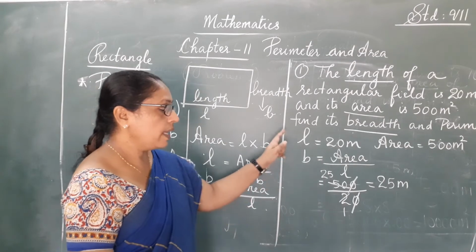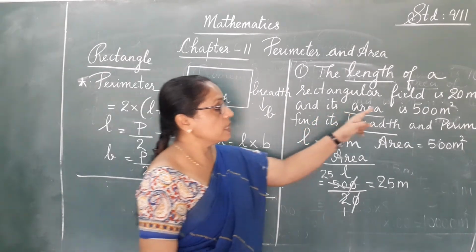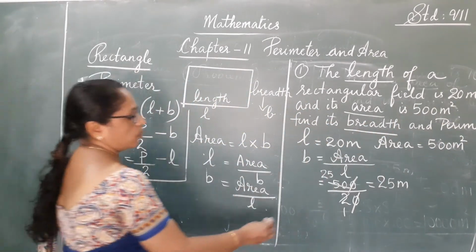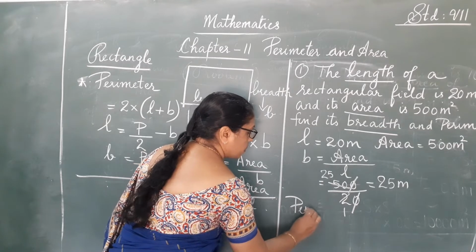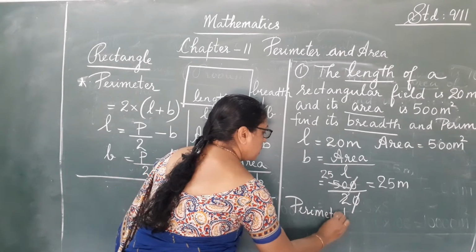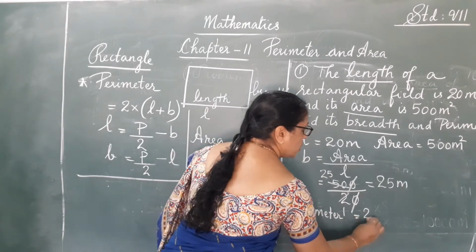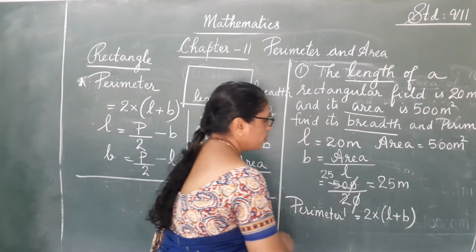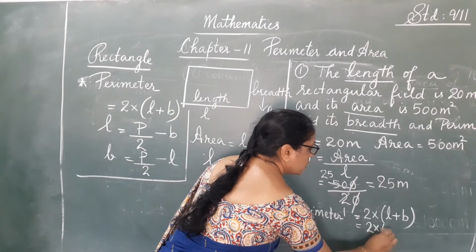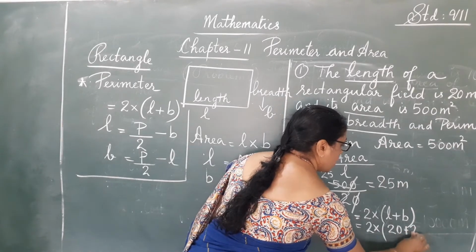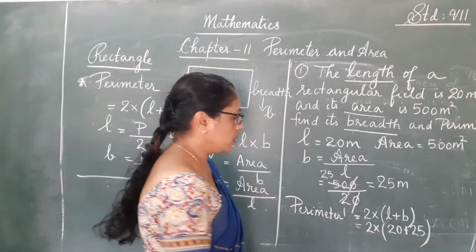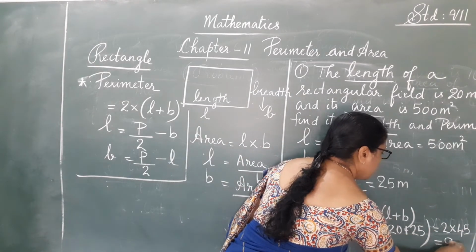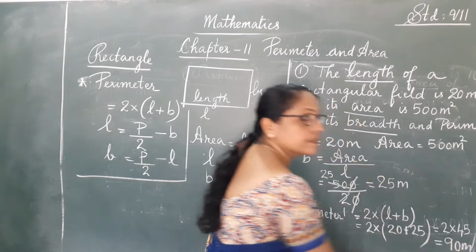So we got length and breadth. Now the question is to find its perimeter. Perimeter equals 2 into (L plus B). So 2 into (20 plus 25), so 2 into 45, which equals 90 meter.